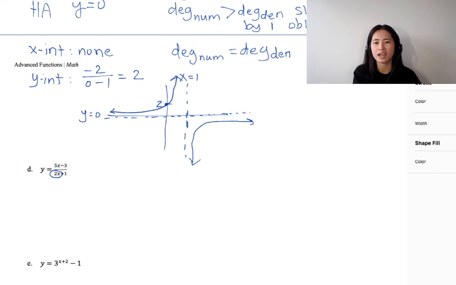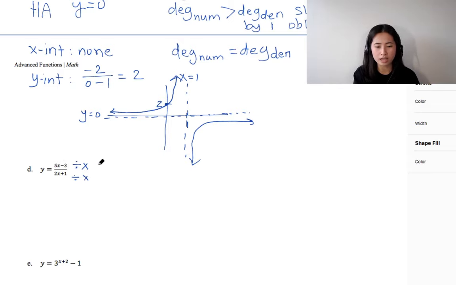Does that make sense? So in this case, what you need to do is divide both your numerator and your denominator by the highest power of x, which is x. So it really varies. For example, if you have x squared, then you would have to divide by x squared.